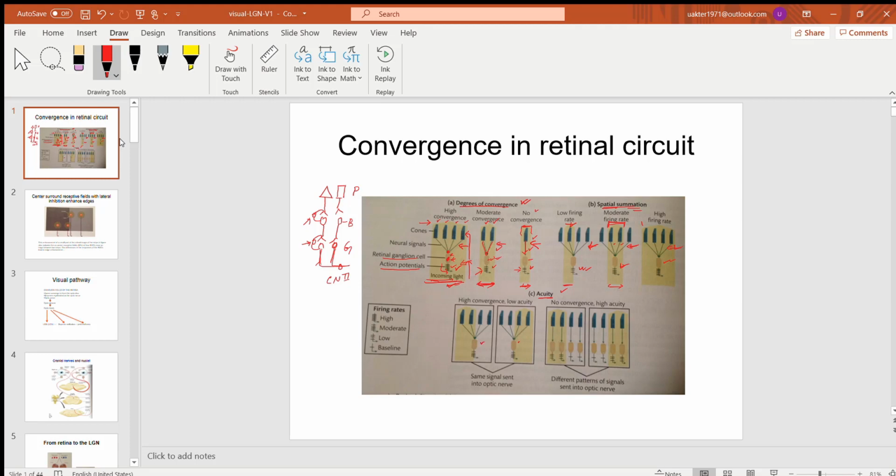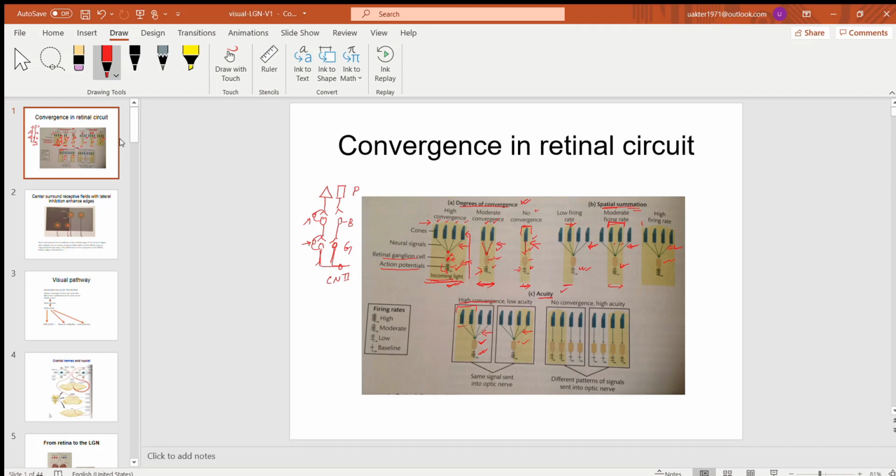Here you see high convergence, that means four photoreceptor cones are giving signal to this ganglion cell in both cases. However, if you present the stimulus that activates these two cones, the response of the ganglion cell will be like this.